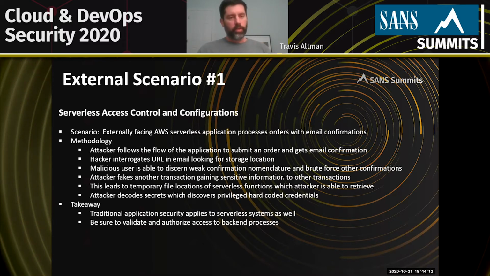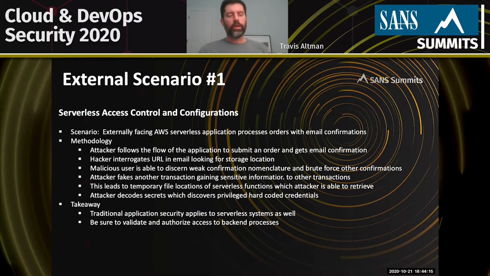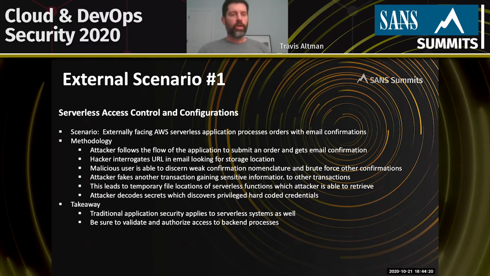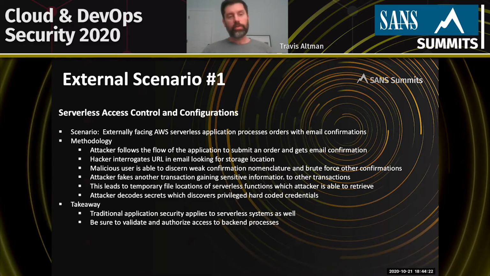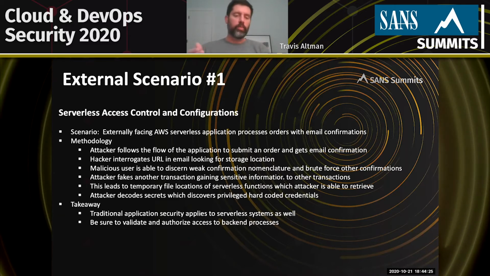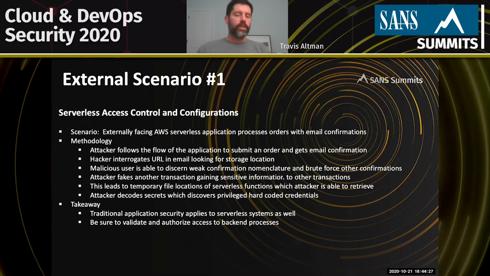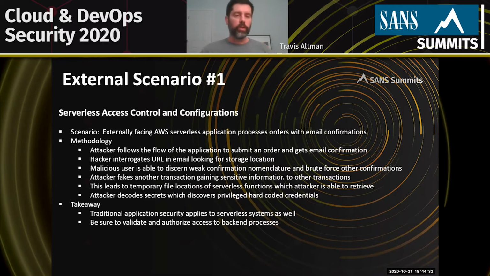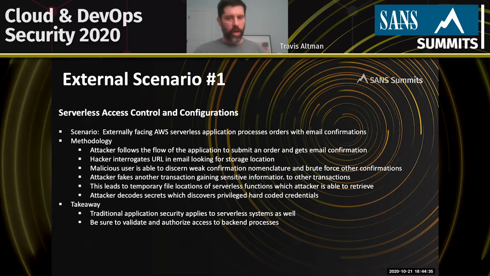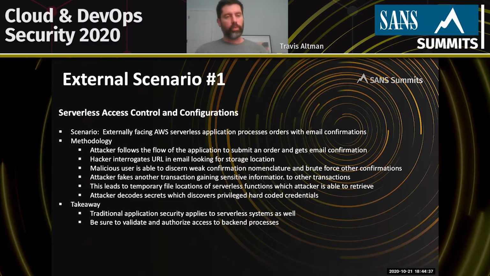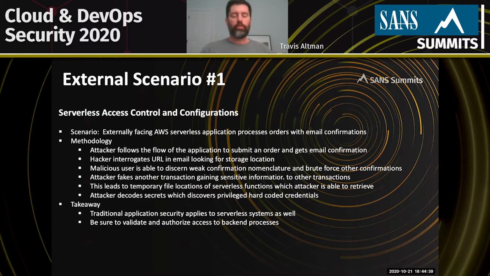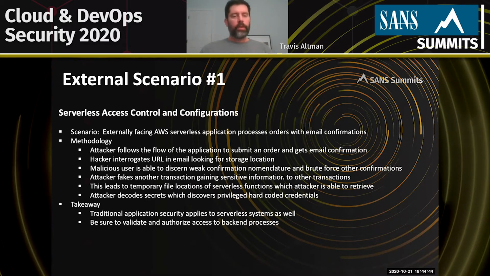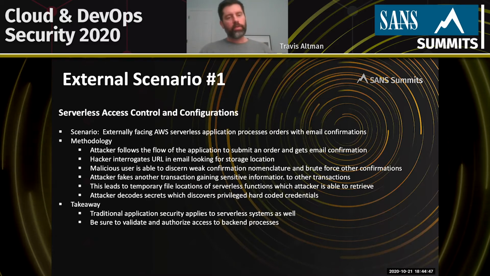Now, this is kind of where in this scenario the developers went wrong. They tried to implement a nomenclature to hide where the locations of those receipts are, right? And in this specific example, the attacker was able to decode that UUID, if you will. It's a weak implementation of that. And then they were able to brute force those confirmations. And from there, they were able to access other users' receipts.